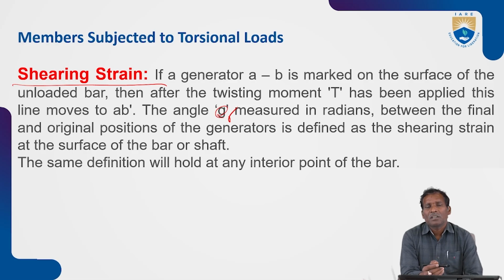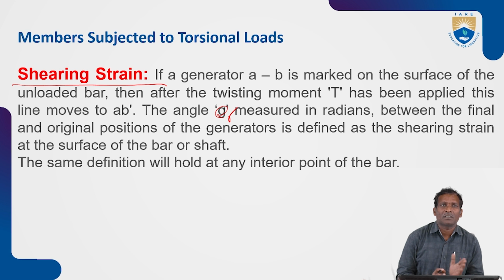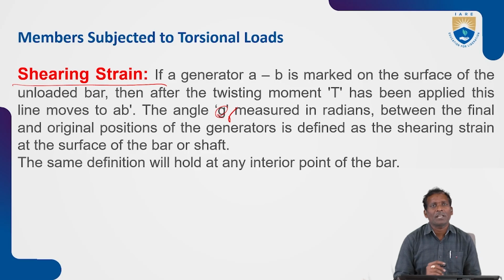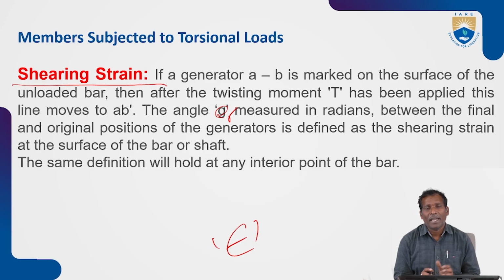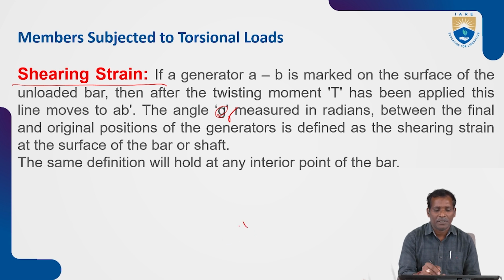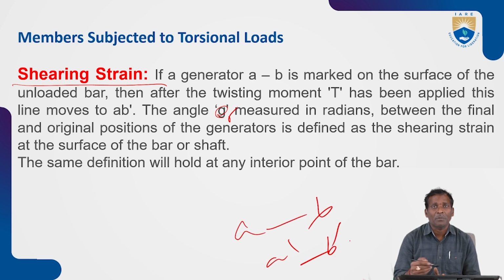So how much twisted? So the shear strain, as per the strain definition, is how much changed due to the particular load in the dimensions of the object. Change in length by original length, change in diameter by original diameter. So that is a strain. So here the shearing strain is the angular strain. So the angle between the final and original positions of the generators is defined as the shearing strain at the surface of the bar. Previously the generators are A and B marked and then A dash B dash after twisting.